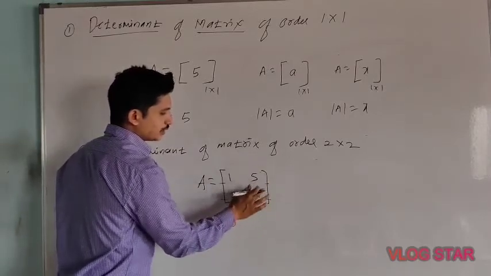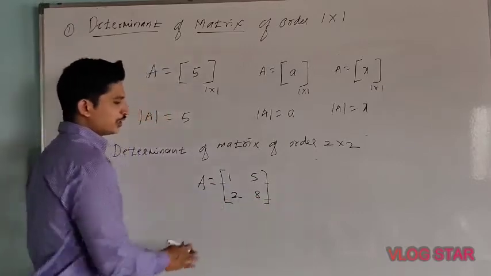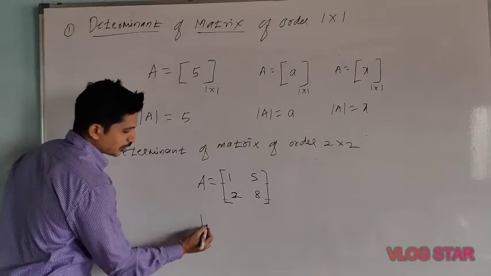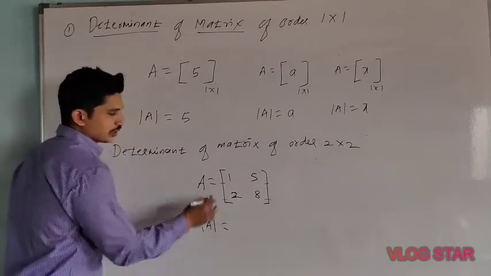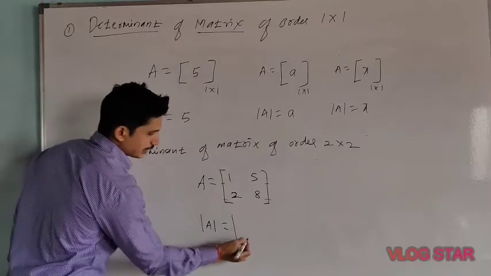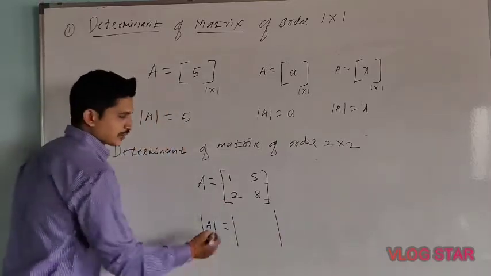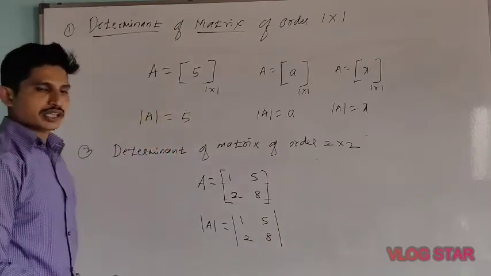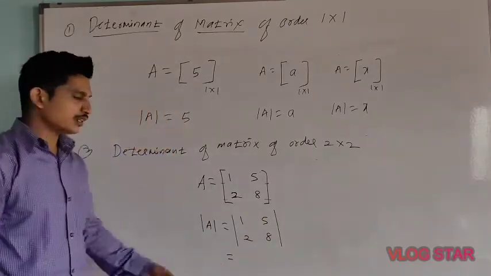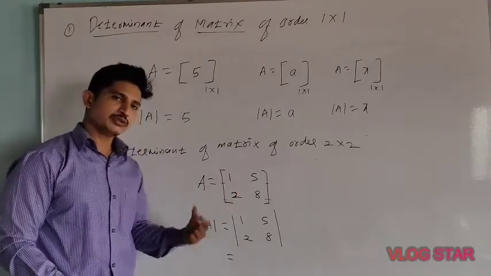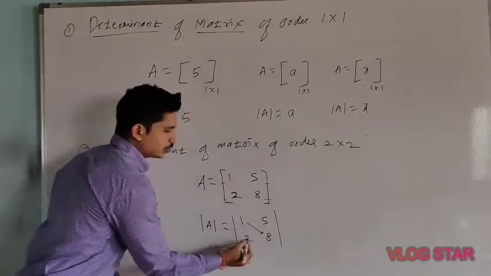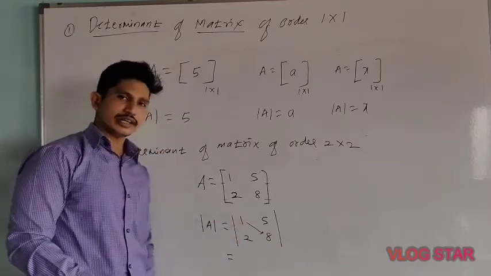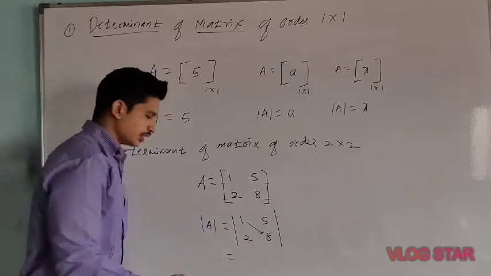You are finding the value of the matrix, so first write the notation: determinant of A. Since this is a square matrix, write straight lines. Now 1, 5, 2 and 8. To find the value, first multiply this into this, from the left hand corner to the right hand corner: 1 into 8, 8.